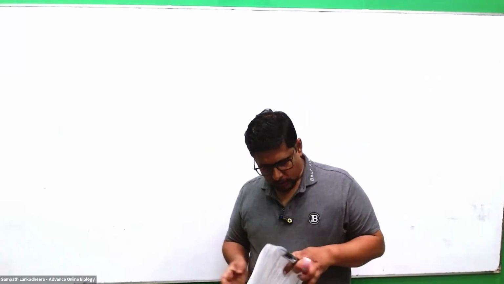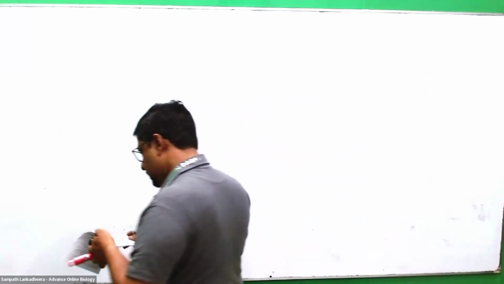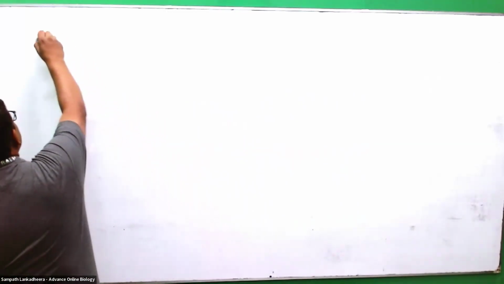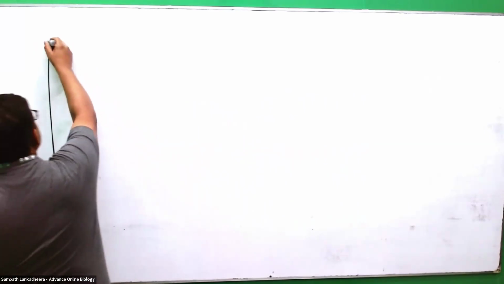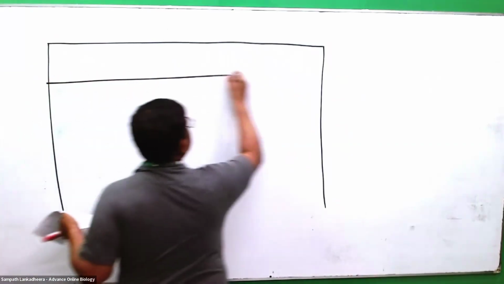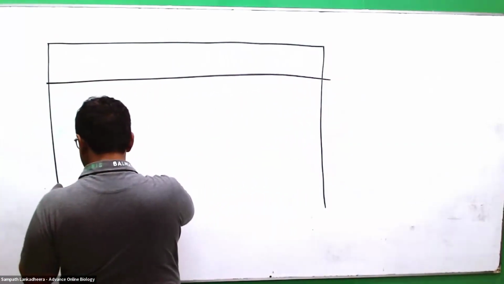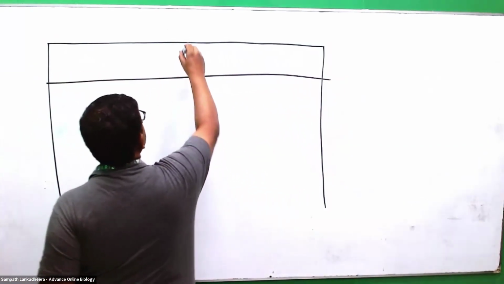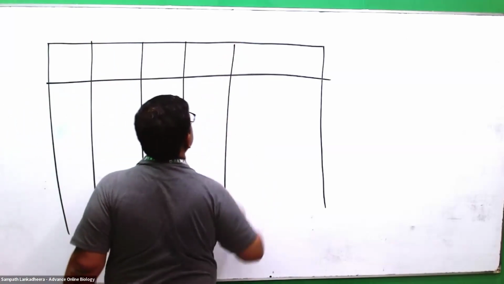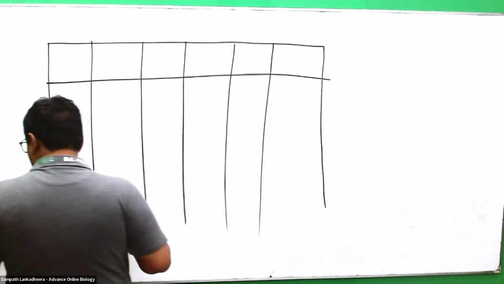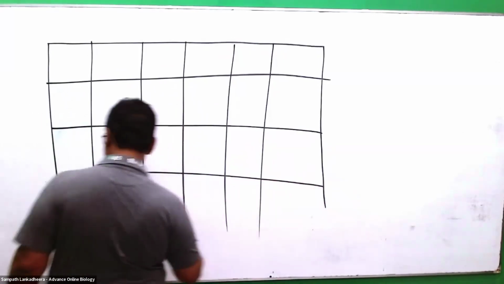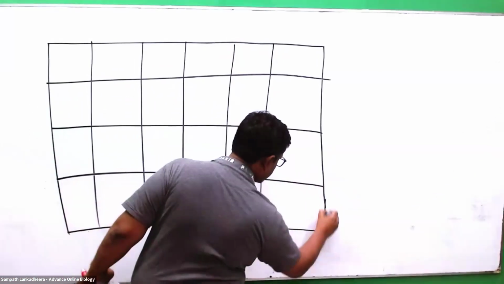And then we go to part C now. Some values are given. There is a table given. We have to copy that table. How many columns? 6 columns are present. And how many rows? 3 rows. 1, 2, 3. 3 rows present.